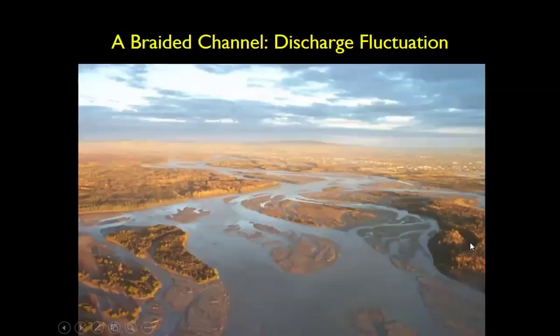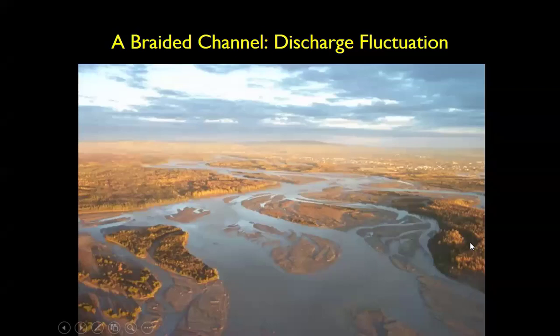So we can get a couple different kinds of channels as well. We can get what's called a braided channel. And a braided channel is basically made up of lots of little channels. And we see this where there's a high amount of fluctuation in discharge and flow. Any idea why that might happen? Why wouldn't we have just one? What would it be about having a lot of fluctuation in flow that causes our channel to look like this? Any thoughts?